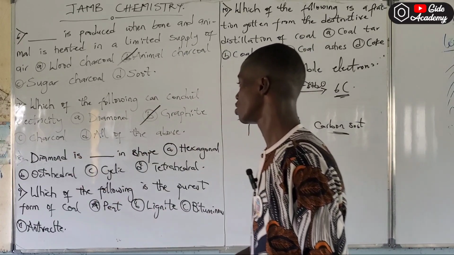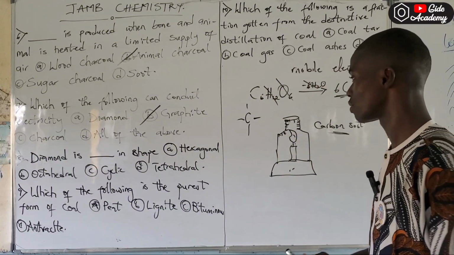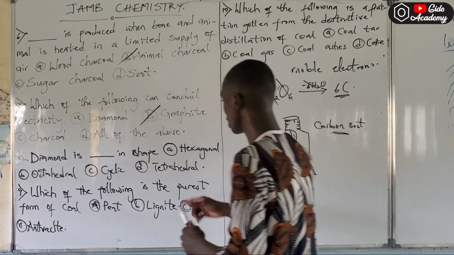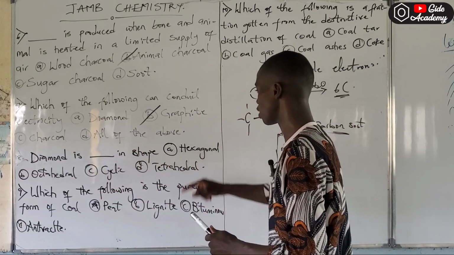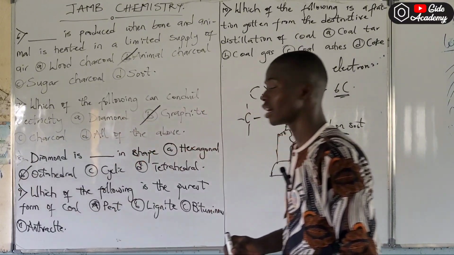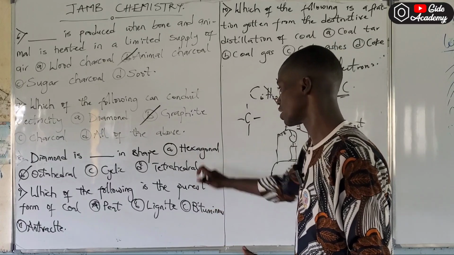So let's continue. Number 8, diamond is dash in shape. Please take note. Graphite is hexagonal while diamond is octahedral. So the correct option here is diamond. Please take note: diamond is octahedral while graphite is hexagonal.